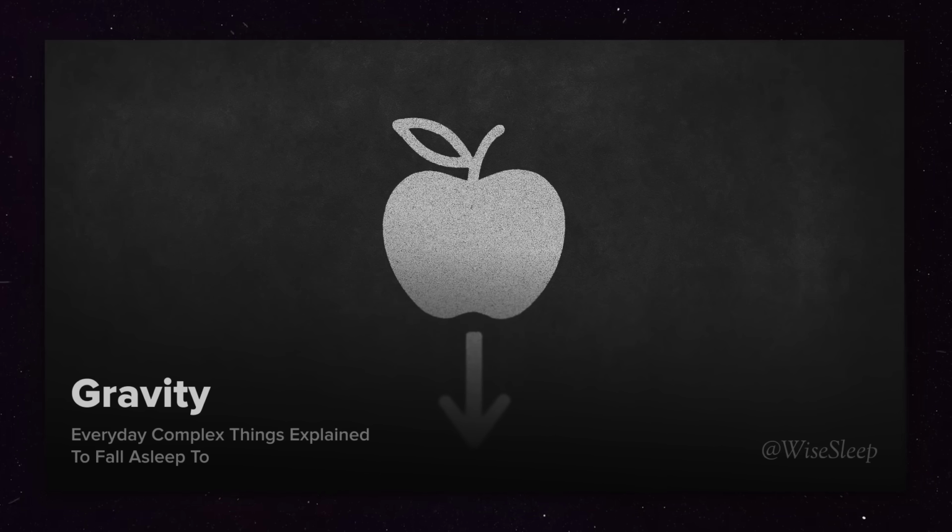Gravity also holds larger things in place. It keeps the moon orbiting Earth and the Earth orbiting the sun. Even though these objects are moving fast, gravity bends their paths into orbits instead of letting them drift into space.